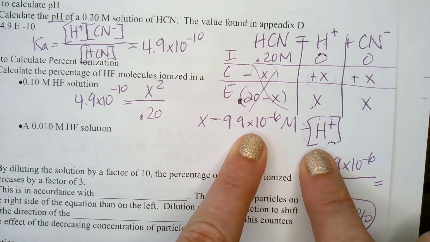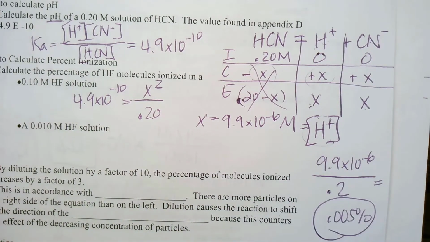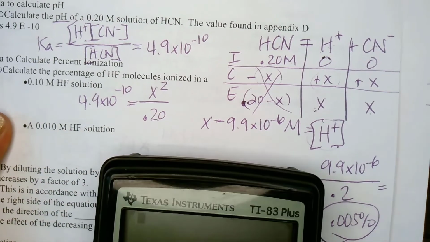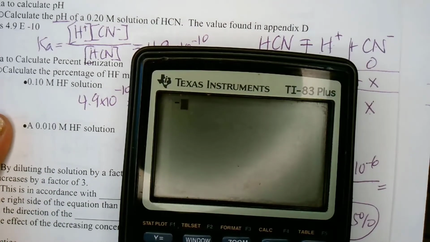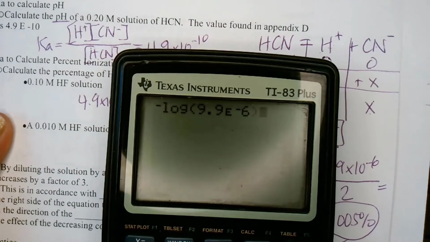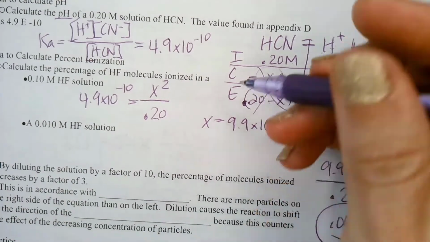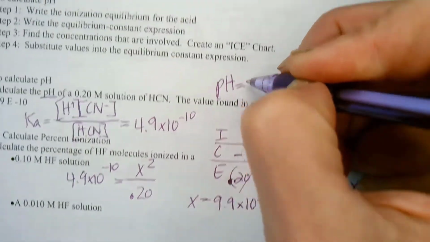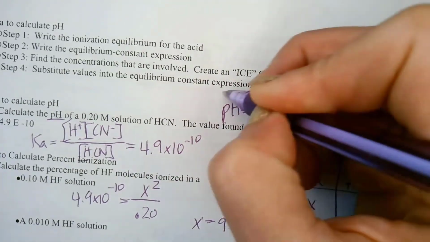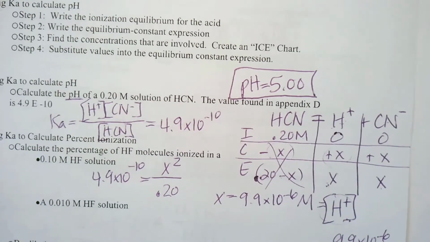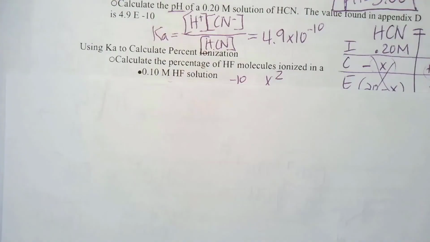So remember, to find our pH, we're going to do the negative log of our hydrogen concentration. So the negative log of 9.9 times 10 to the negative 6, did I write that right? Is equal to, we have a pH of 5.00. Again, we want 2 decimal places. Our pH is 5.00.